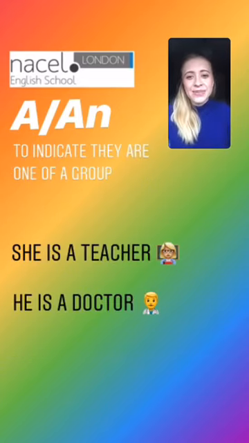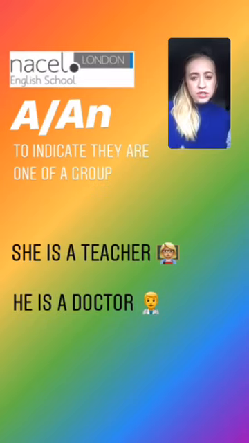Okay, the next one is to indicate that they are a part of a group. So we can use a and an to say if something is part of a group. So for example, we have she is a teacher. Teachers are a group of people, and the same for the other one. He is a doctor, is a group of people.